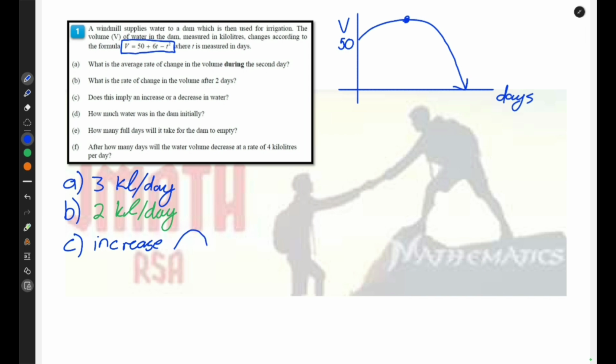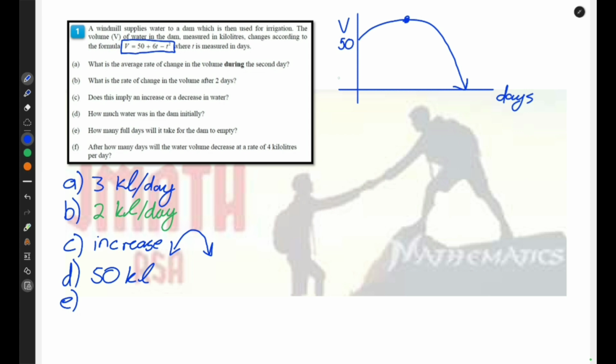So it increases because even though the shape is a sad parabola, it is still increasing by 2 kiloliters per day. Then there's a turning point and then it starts to decrease. But at this specific point, it is still increasing. Okay, question D. How much water was in the dam initially? Okay, so sorry, spoiler alert, I said that already, 50 kiloliters, because I get that when I make the time 0.